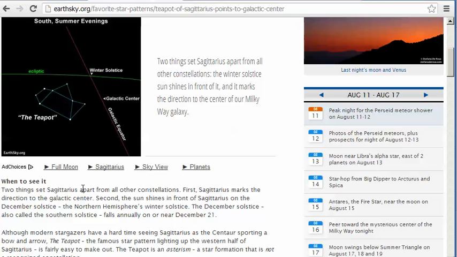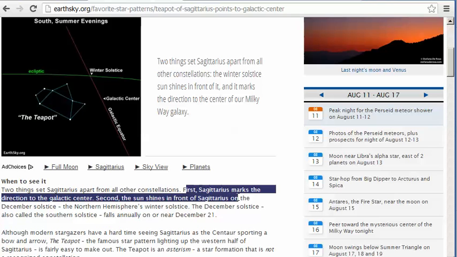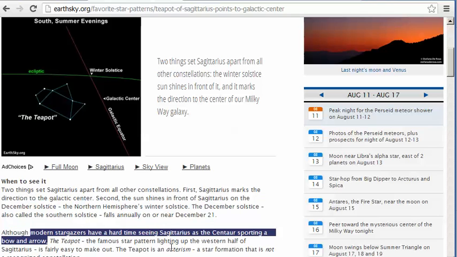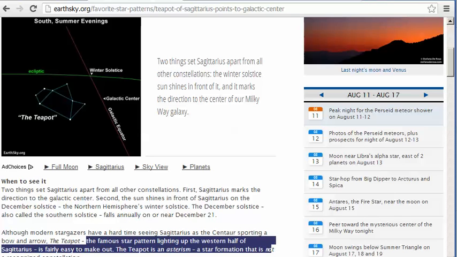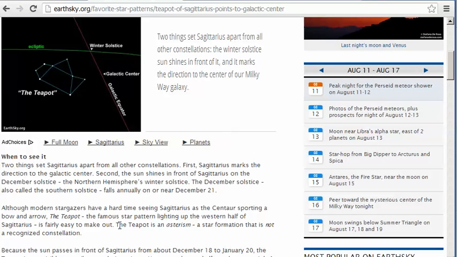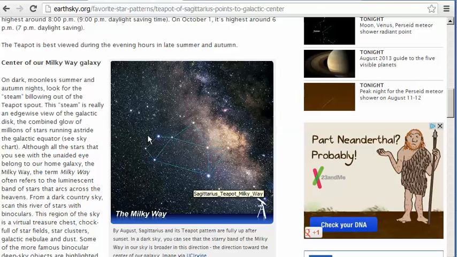So the article says that two things set Sagittarius apart from all constellations. First, Sagittarius marks the direction to the galactic center, and second, the sun shines in front of Sagittarius on the December solstice. Modern stargazers have had a hard time seeing Sagittarius as the centaur sporting a bow and arrow, but the teapot, a famous star pattern lighting up the western half of Sagittarius, is fairly easy to make out. The teapot is called an asterism. A star formation that is not recognized as a constellation is an asterism. Here's a picture of the teapot with the galactic center behind it.